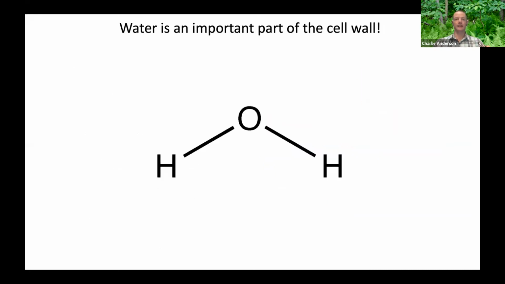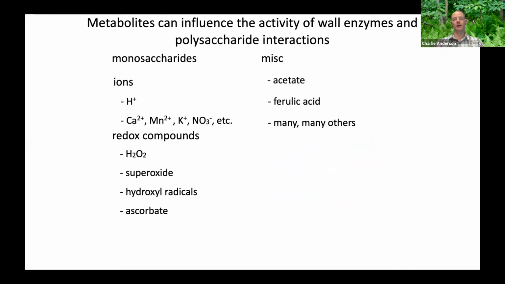and they do this in an aqueous environment in many cases. So water is an extremely important part of the cell wall. Again, it's often overlooked and not shown in diagrams, but especially in primary cell walls of growing plant cells, water is really the milieu in which these polysaccharides are behaving and acting. There are also a wide variety of metabolites that exist in the wall, and some of these include ions. Protons can acidify the cell wall and change the pH and thus change the activity of enzymes and polysaccharides. Calcium is an important ion that can cross-link pectin. And we also have a bunch of redox compounds and acetate, ferulic acid. Many other metabolites exist in the apoplast.